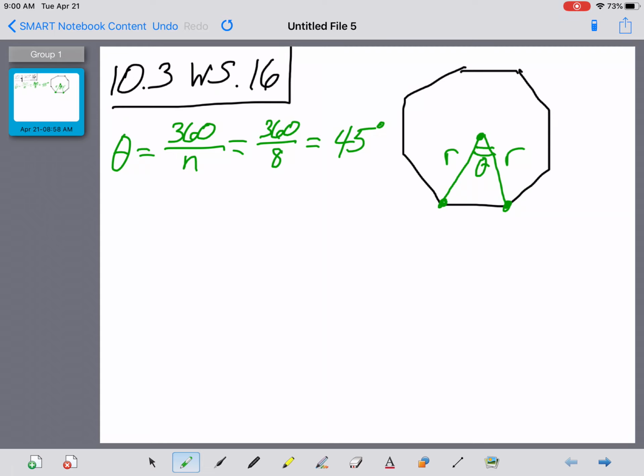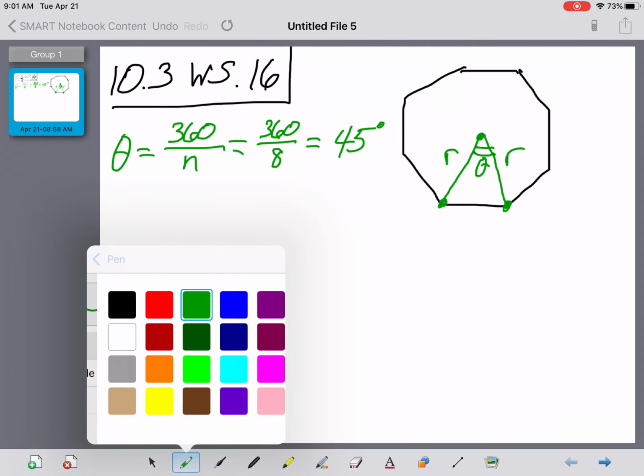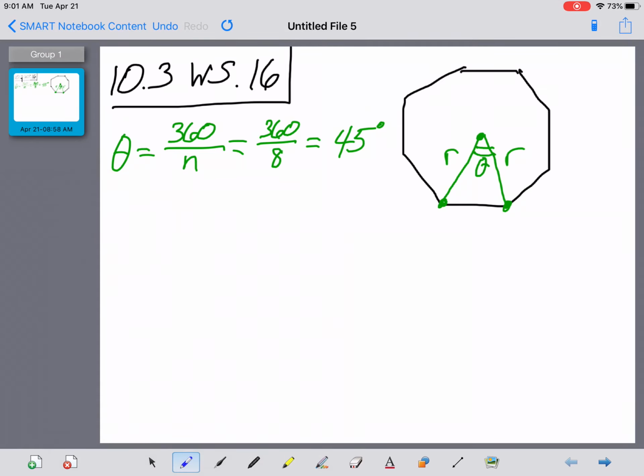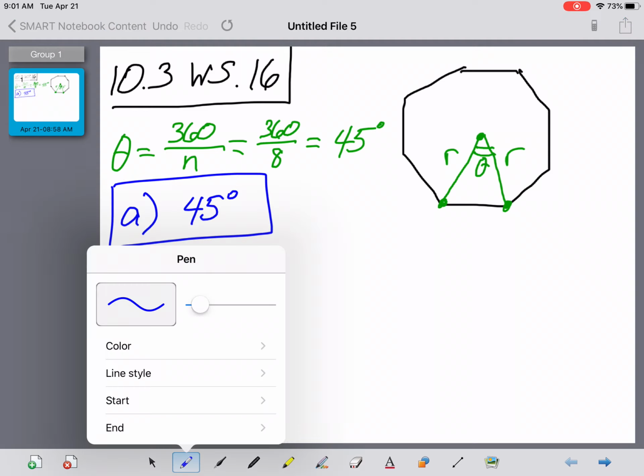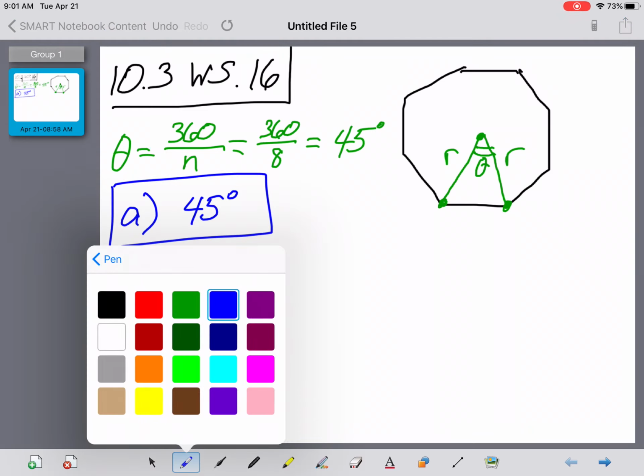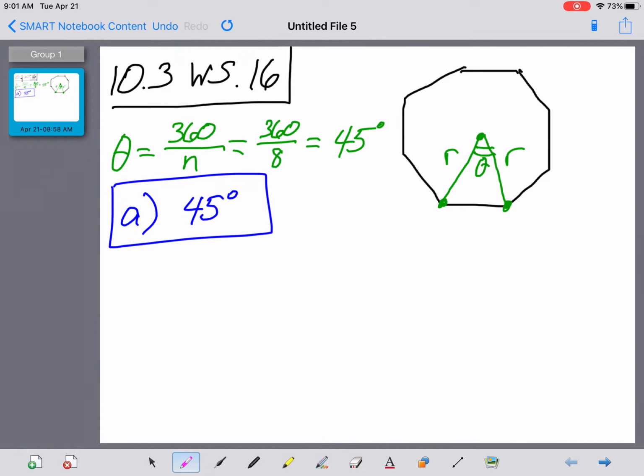Let's go back and read the problem again. The first thing they wanted to know is what's the measure of an angle formed by two consecutive radii? Well, that is exactly what we found right here. So the answer here, guys, for part A to this problem is going to be the 45-degree angle that we just came up with. Okay, so we're half done. The second thing that they asked for, and I think we're going to switch to a lovely shade of pink right here. Let's try that.